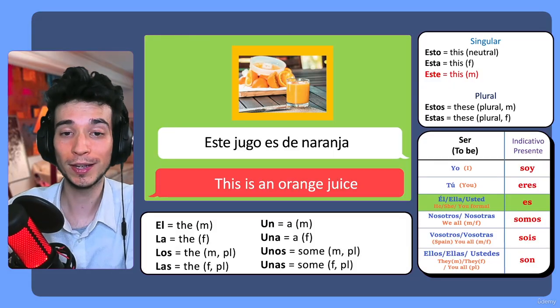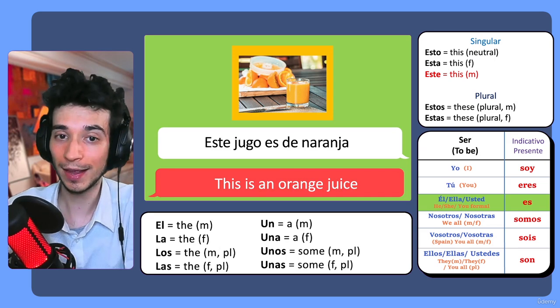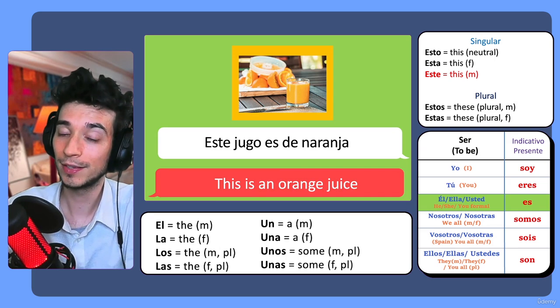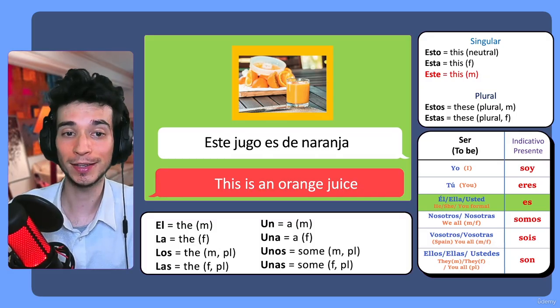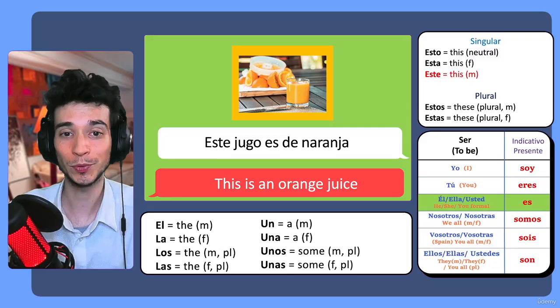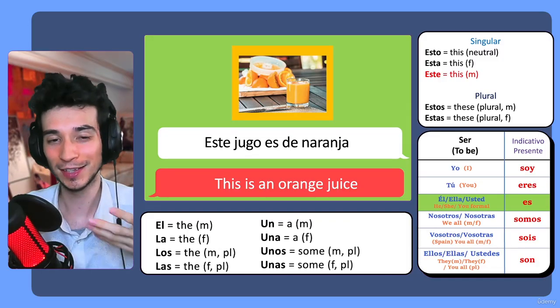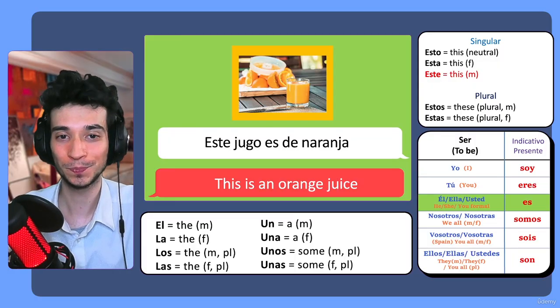Este jugo es de naranja. This is an orange juice. Este jugo es de naranja. Simple. So it's kind of like saying this juice is of orange. That's kind of like the word order, but it means this is an orange juice.